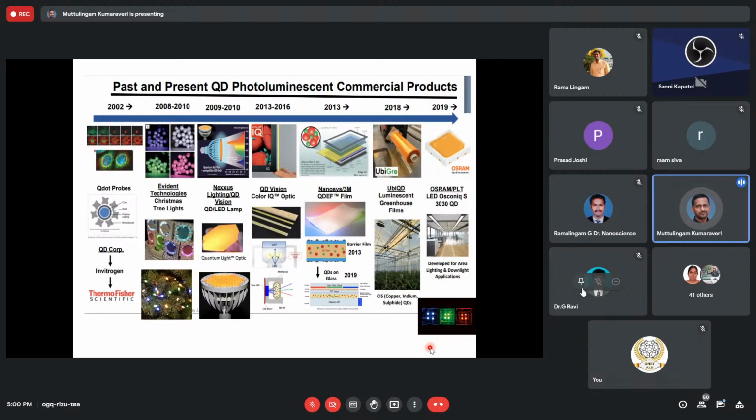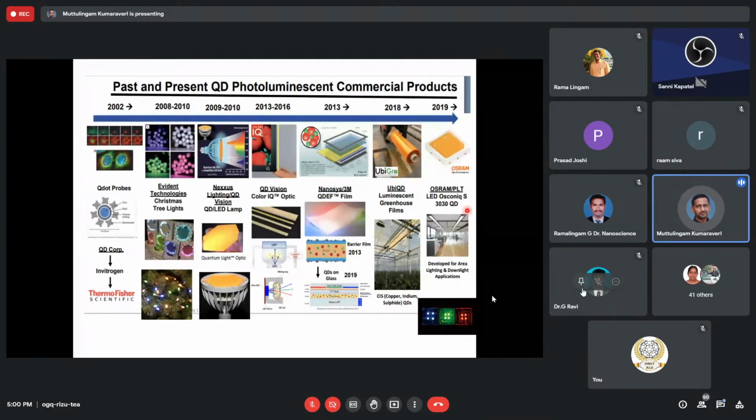And the next one, in 2018, quantum dots were used for greenhouse films. UbiQD made luminescent greenhouse films. For this film they used copper indium sulfide, and they use it for this quantum dot photoluminescent product for the greenhouse purpose.